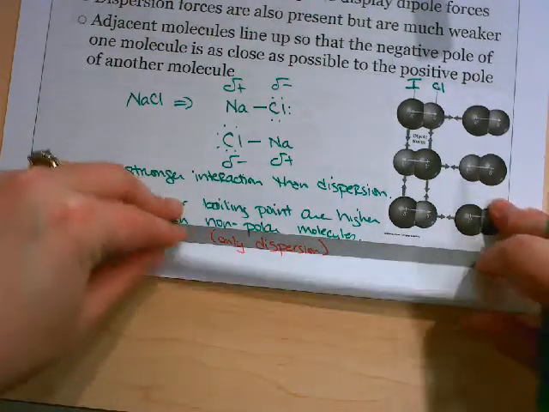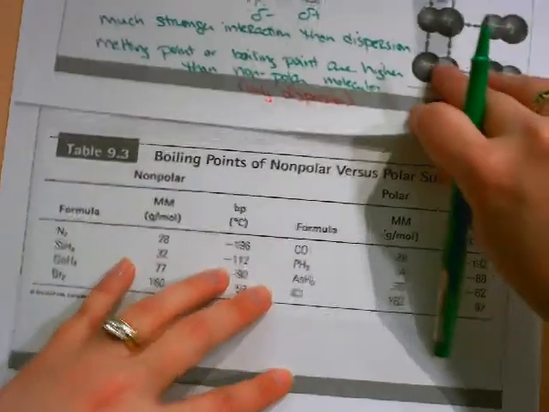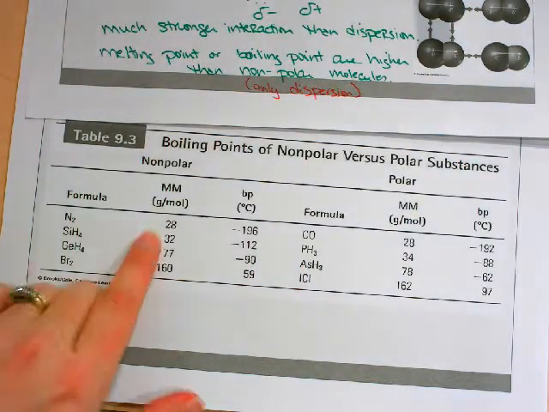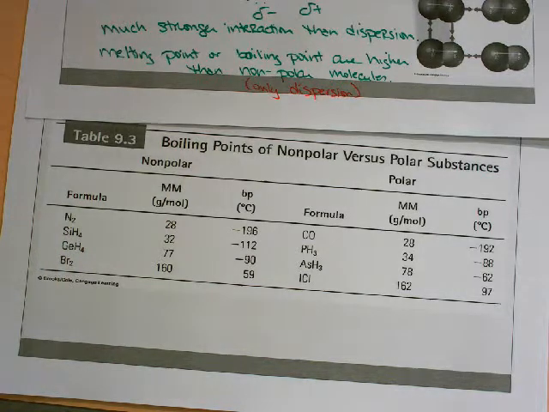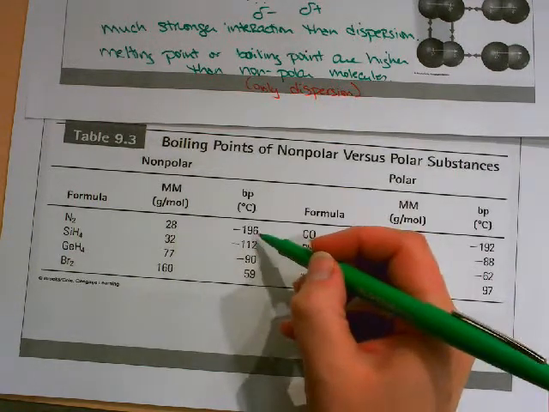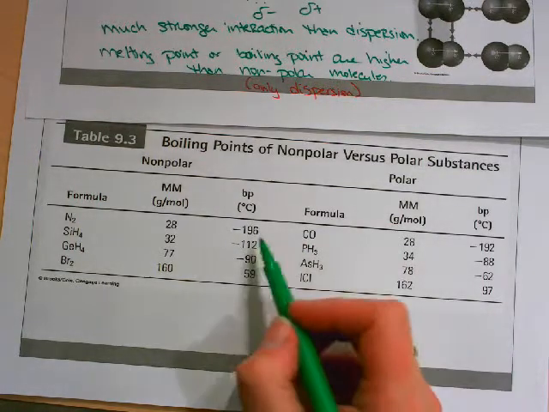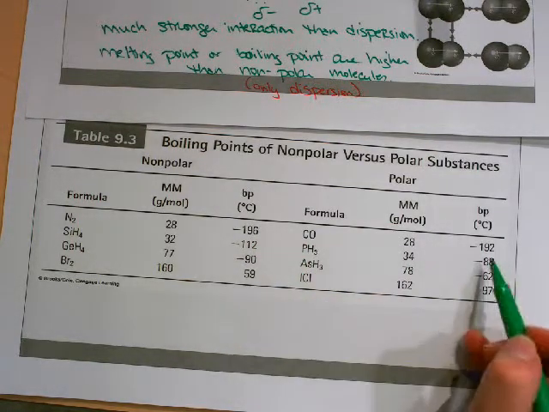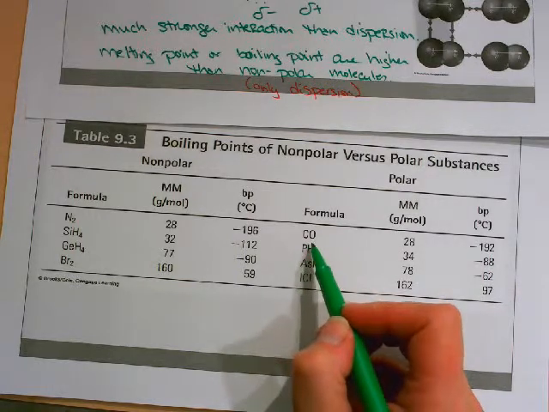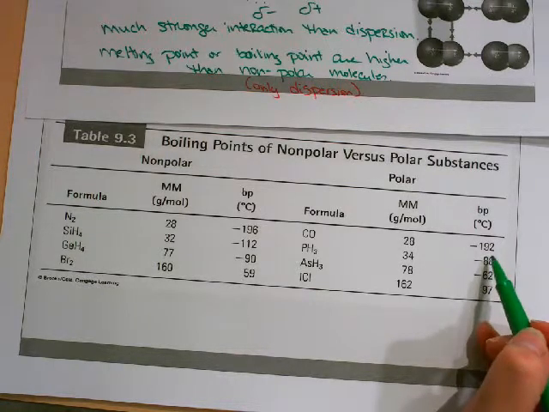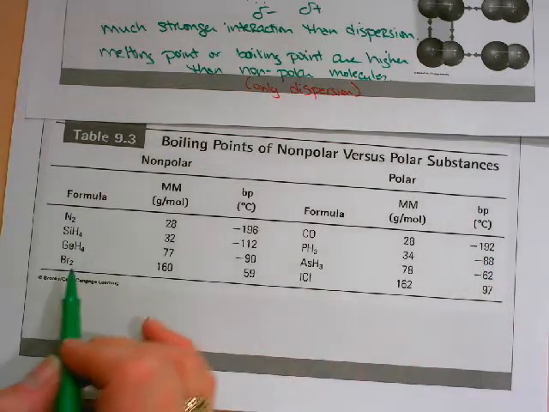So to prove my point, I got another chart. If I'm looking at nitrogen, right? Nitrogen was our nonpolar molecule, and its molar mass is like 28, and its boiling point is negative 196. Well, if I compare that to carbon monoxide, which is polar and so it's going to have dipole forces, its boiling point is only 4 degrees higher. It's not a great example.